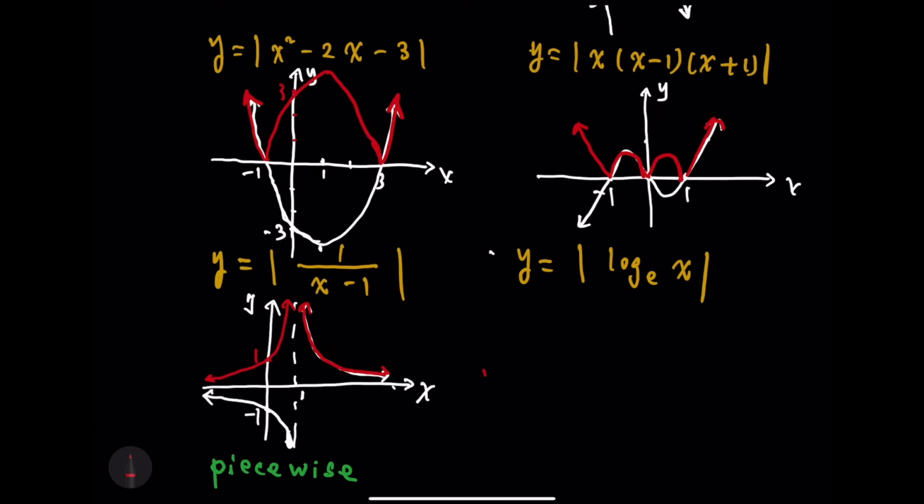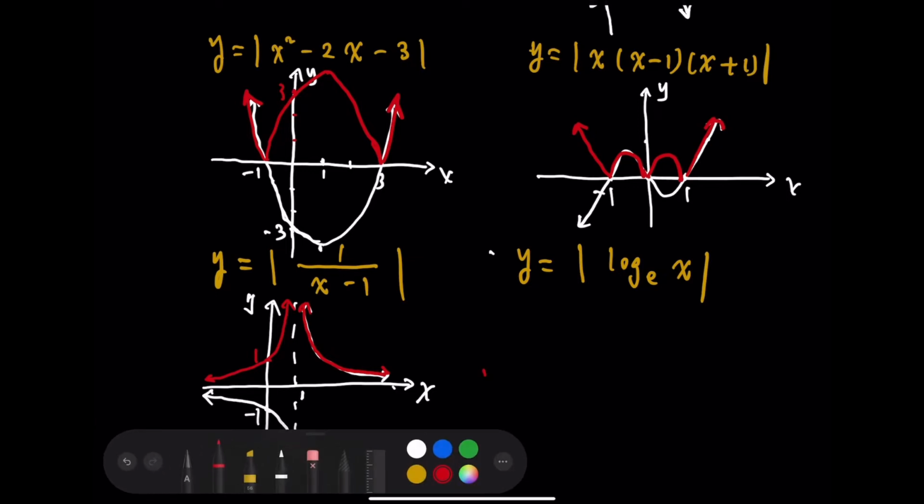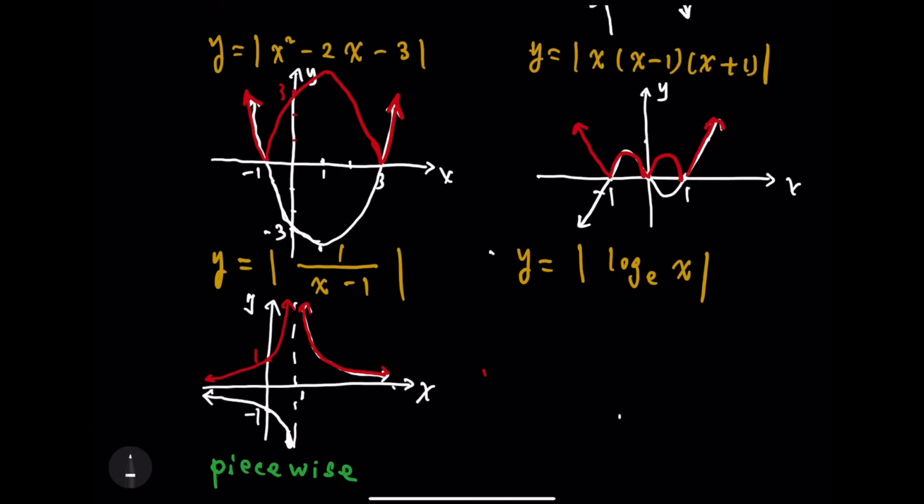Okay, let's see the last question. The last question is the log function. So we're just sketching the log inside, and then we're flipping the negative to the positive. So for the log curve, we know all the x values can only be positive. And the y value is like this, this is the log curve, with x-intercept 1.